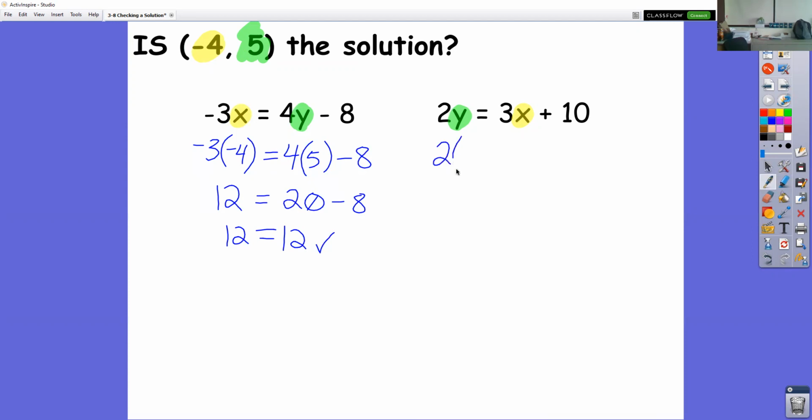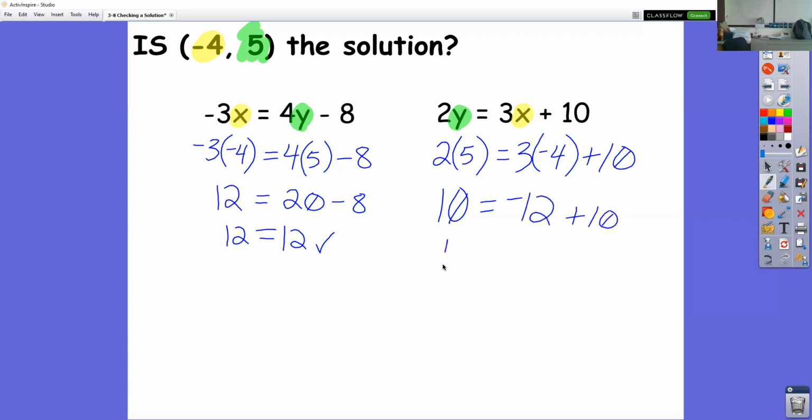2 times 5 equals 3 times -4 plus 10. Does 10 equal 3 times -4, which is -12, plus 10? -12 plus 10 equals -2. 10 does not equal -2. So therefore, -4, 5, no, it is not a solution for both of the equations.